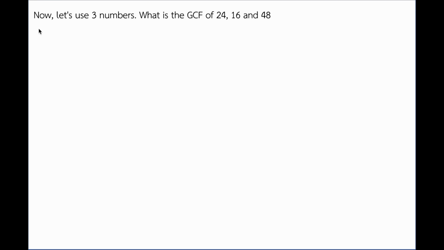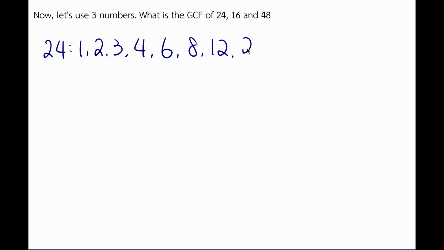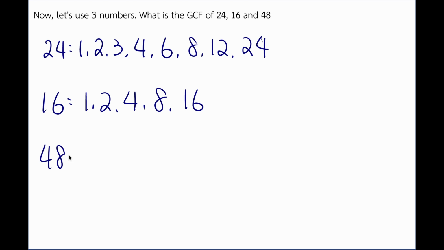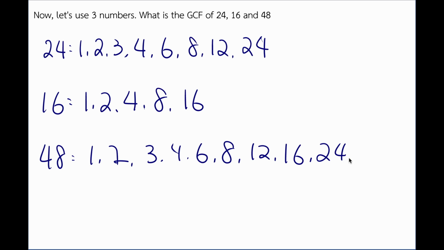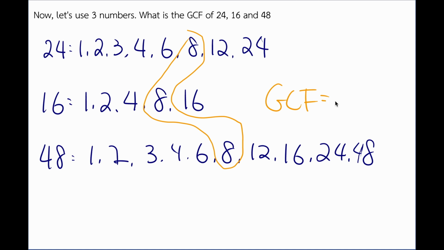Let's start with the rainbow method. The factors of 24 are 1, 2, 3, 4, 6, 8, 12, and 24. The factors of 16 are 1, 2, 4, 8, 16. Factors of 48 are 1, 2, 3, 4, 6, 8, 12, 16, 24, and 48. Our greatest common factor is 8. The GCF of 24, 16, and 48 is 8.